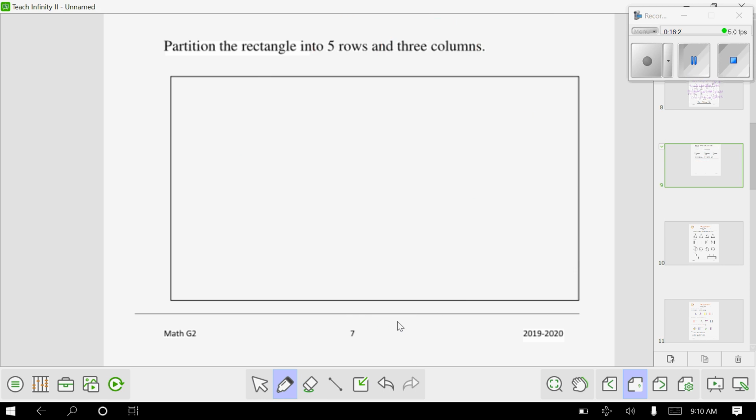The first rule is when I have 5 rows, I have to subtract 1 from 5. So how many lines for 5 rows? It's 5 minus 1 equals 4. So for 5 rows, I have to draw 4 lines. And for 3 columns, I have to draw 2 lines because 3 minus 1, the answer will be 2.